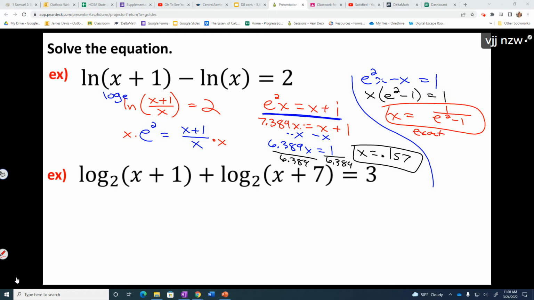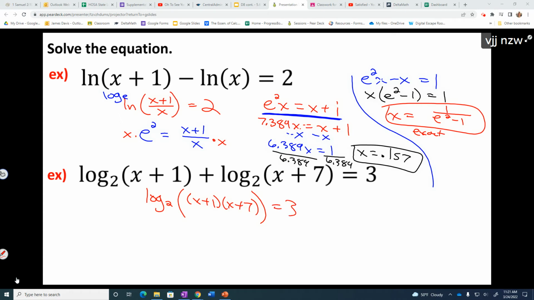Alright, well, we'll do one here. Alright, so let's go ahead and tackle this one. The setup's going to be the same as the one where we multiply them. And let's see what we get here. So we got addition, which means we want to multiply. log 2 of x plus 1 times x plus 7 equals 3.